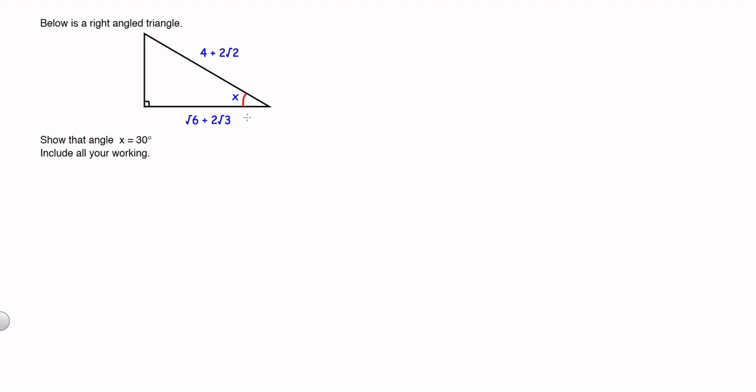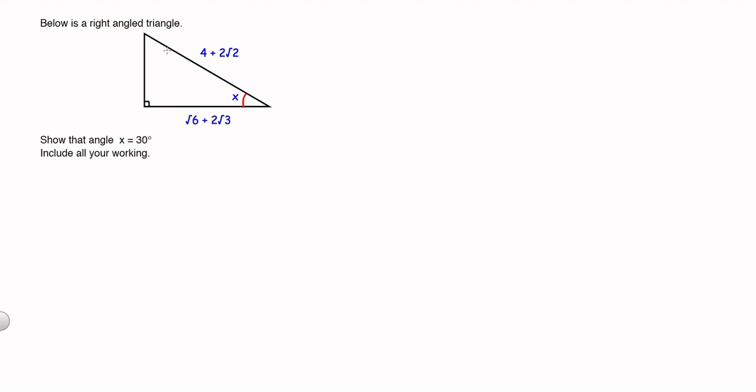Right, for this type of question, you need to have good knowledge of how to expand brackets involving surds. You need to have knowledge of trigonometry, SOHCAHTOA, and exact trigonometric values. All right, starters, this is a right angle triangle, and they want us to prove that x is 30 degrees.